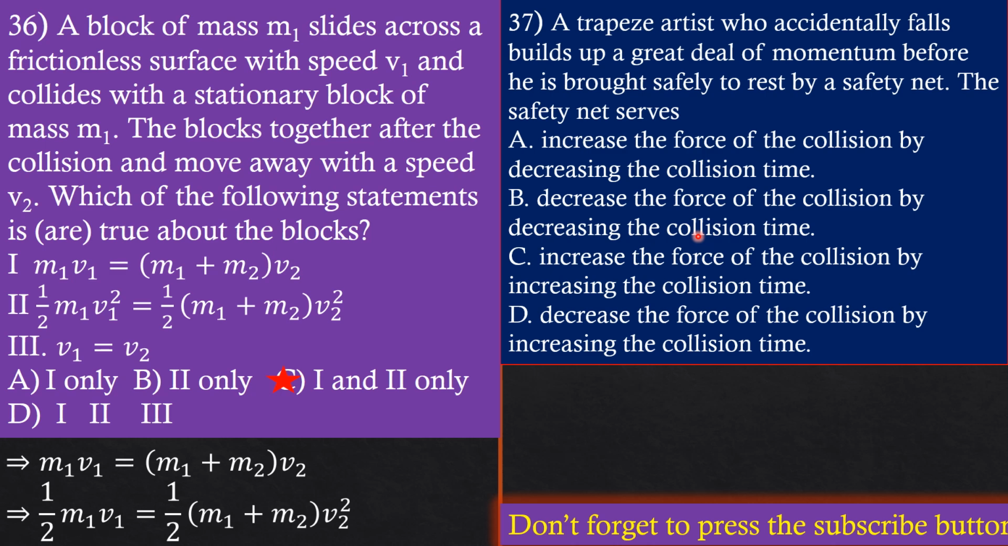Okay. Option C is saying that increase the force of the collision by increasing the collision time. Great. So the first part, increasing the force, guys, is wrong, but increasing the collision time is correct. So option C is not correct. Option D, friends, is saying that decrease the force of the collision by increasing the collision time.